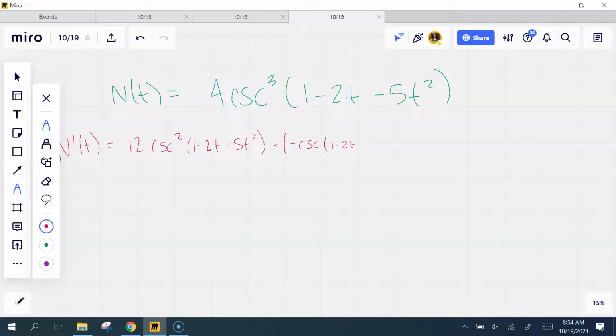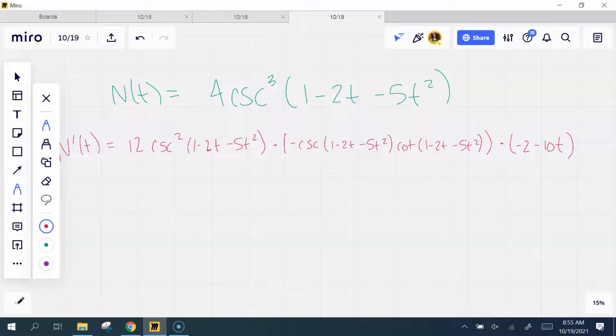That's not the inside. Look, this is the outside of cosecant, then the cosecant. I thought the things in the parentheses. That's the next thing. So when you have a trig function raised to a power, always do power rule first, then derive the trig function, and then do the inside. Now chain rule for the inside, so times negative 2 minus 10t.